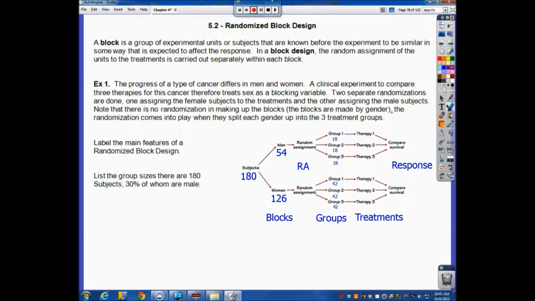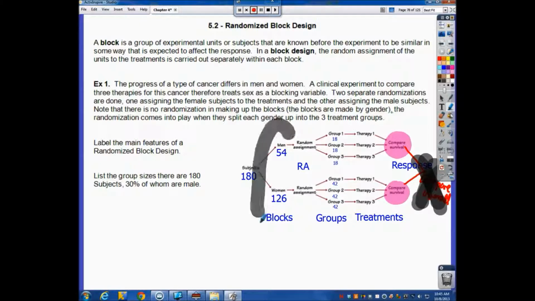Now, one thing that I see students do a lot of is they'll take the men's survival rate and the women's survival rate, and then they come back and say, let's compare overall. Well, you don't want to do that overall. The main reason why we split them up into blocks is because we thought there was going to be a difference. So why would we then compare our two things as one at the very end? We don't want to compare our individual blocks at the very end. It really makes no sense.